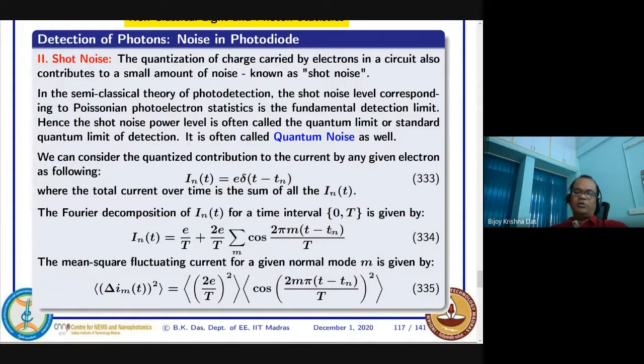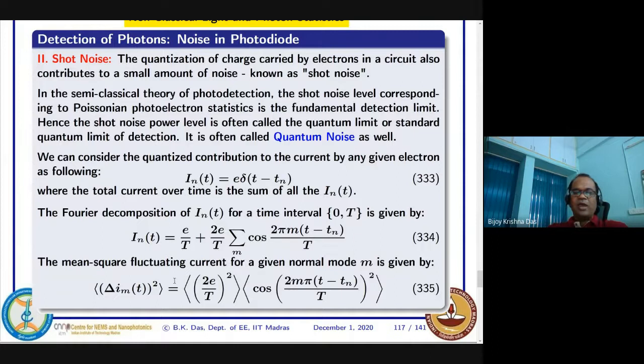So once we see this, we can easily identify the mean square current fluctuation for the mth normal mode. You see, this is the T interval, so if you just see m by T, that is something like that. You are just discretizing your overall time in m. That is how you do the Fourier transform, a discrete Fourier transform type thing.